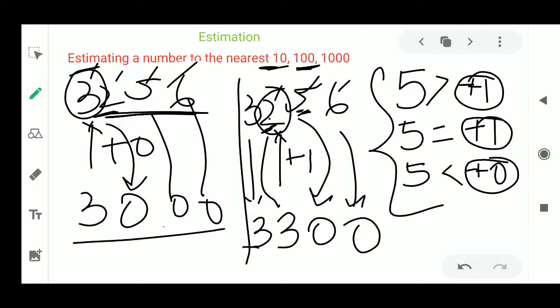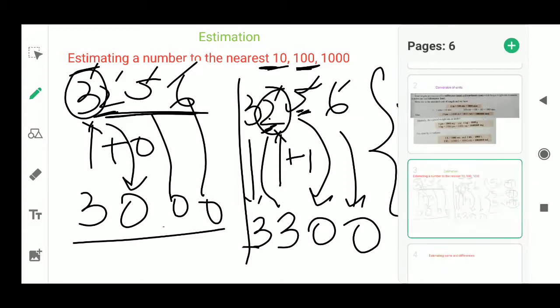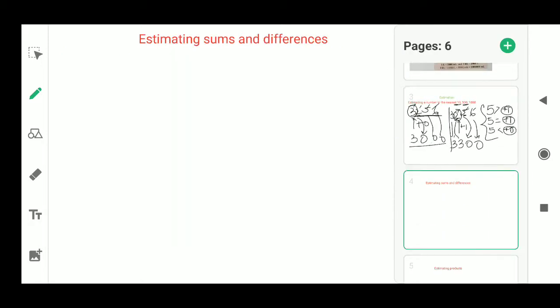So this is rounded up to the nearest 1000. Based on this estimation, we will do some addition and subtraction. That is the next topic, estimating sums and differences. Suppose I want to add two numbers.